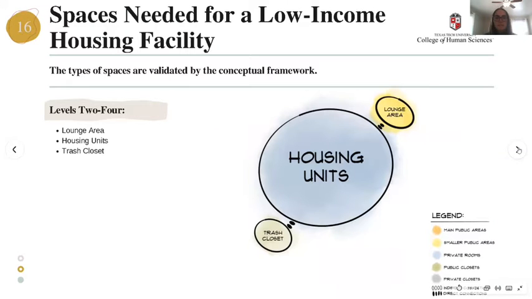The spaces needed for the second through fourth levels of the low-income housing facility include a lounge area for social interaction, a trash room, and housing units. The diagram located on the right visually displays the relationships between the spaces. The housing units are the primary amenity for these levels, while the lounge area and trash closet are supporting spaces that do not require as much space.